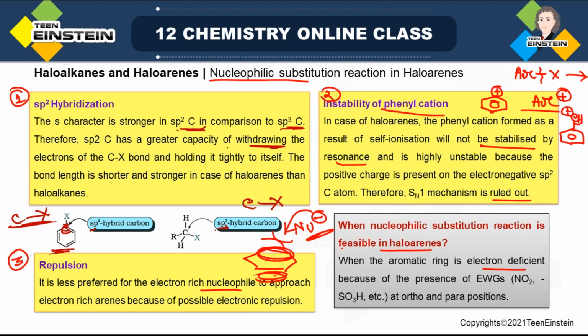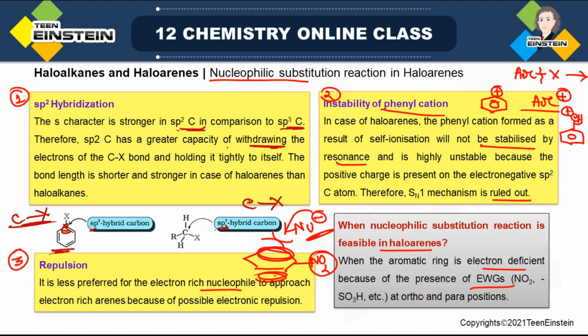So obviously when a nucleophile is attacking an aromatic ring, the ring must somehow be electron deficient. How is that possible? If there is some electron withdrawing group present, for example nitro or SO3H. If a group attached to the benzene ring is highly electron withdrawing, it will decrease the overall electron density by attracting electron density towards itself, and as a result nucleophilic attack, that is the attack by a nucleophile, will be feasible.